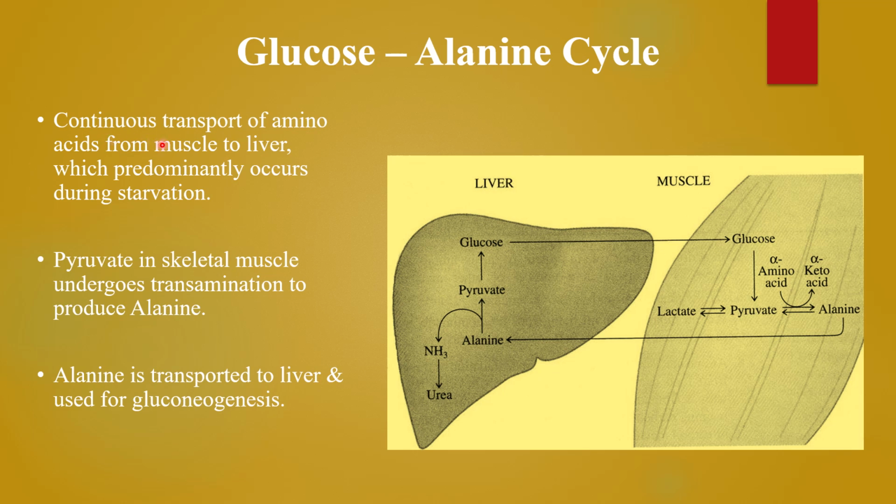So again, I read this line: continuous transport of amino acid from muscle to the liver, which predominantly occurs during starvation. Pyruvate in skeletal muscle undergoes a transamination reaction to produce alanine, and alanine is transported to the liver and used for gluconeogenesis. This is the glucose alanine cycle.